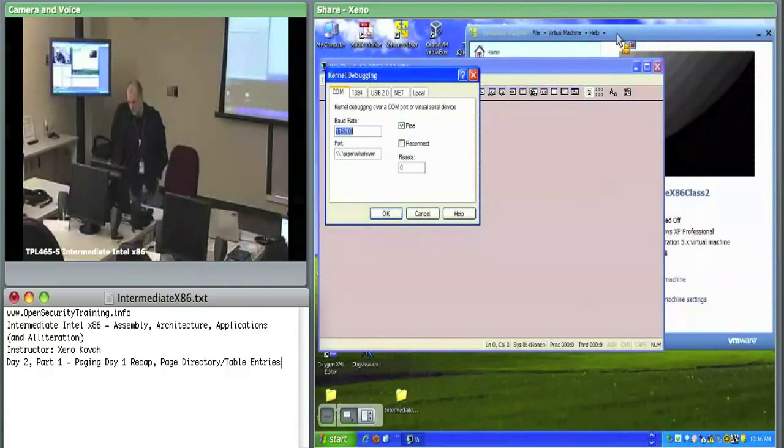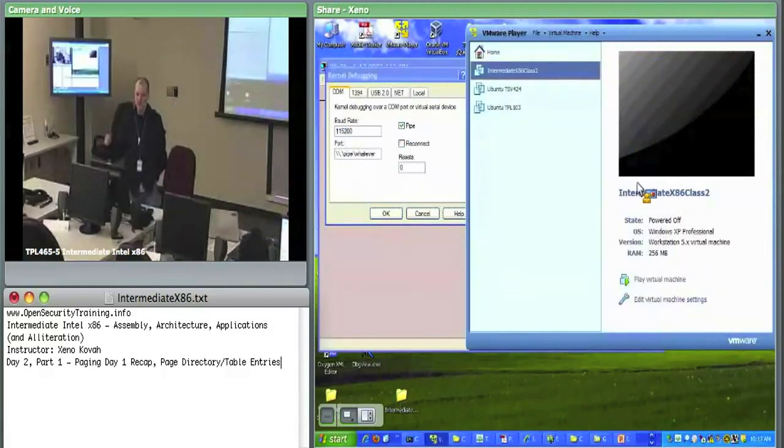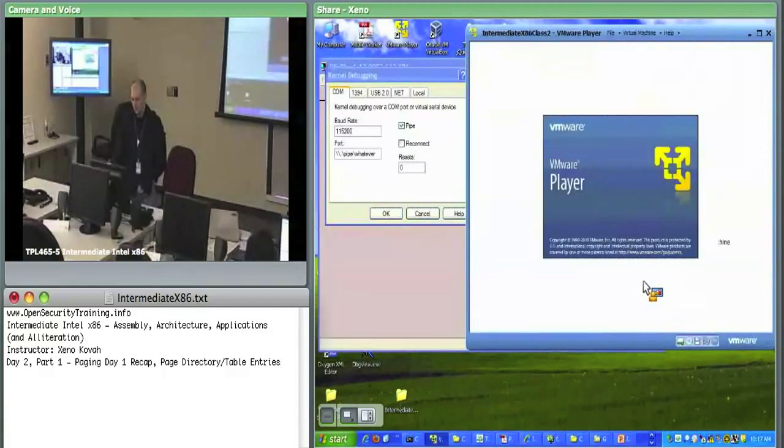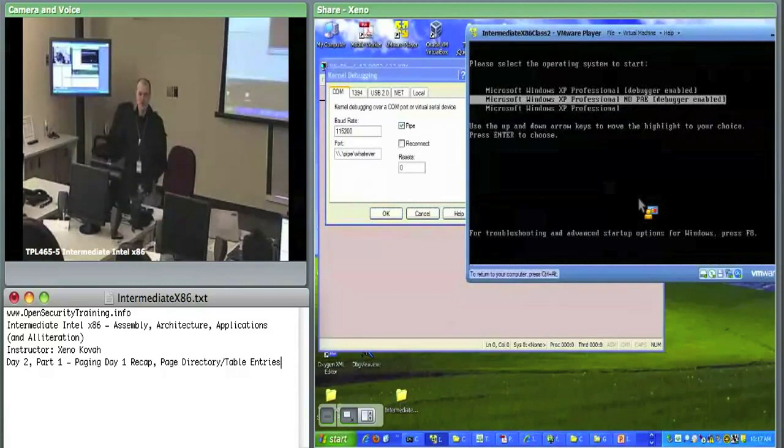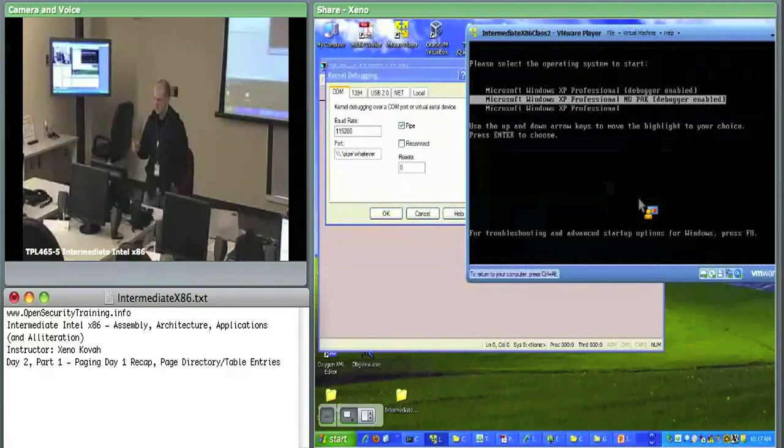So, everyone should be sitting here with their WinDbg waiting to kernel debug and your virtual machine currently off. Then we're going to do the same as before. We're going to hit play and hit OK, but we're not going to hit the first entry. We go down to the next entry. It says non-PAE. So, play your virtual machine. Move down one thing. Once you move, the little 30-second countdown stops, so you don't have to worry about timing. So move down to this middle entry that says no PAE and debug enabled.